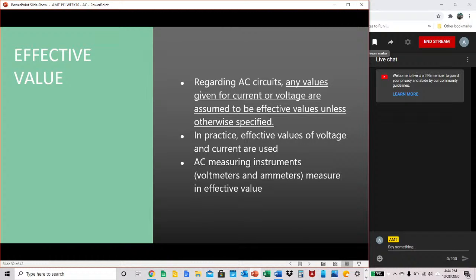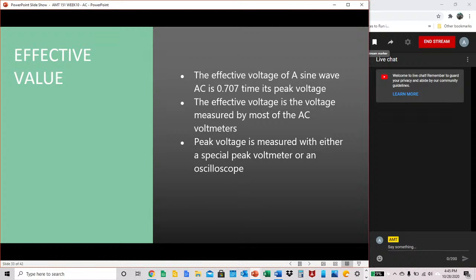In practice, meaning in real-world application, effective values of voltage and current are used. AC measuring instruments, once again, voltmeters and ammeters, measure an effective value. Effective voltage of an AC sine wave is 0.707 times its peak voltage. The effective voltage is the voltage measured by most AC voltmeters, and peak voltage is measured with either a special peak voltmeter or an oscilloscope. So to read actual peak voltage, you need a special reading instrument.